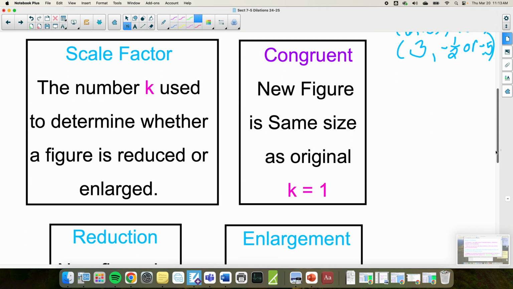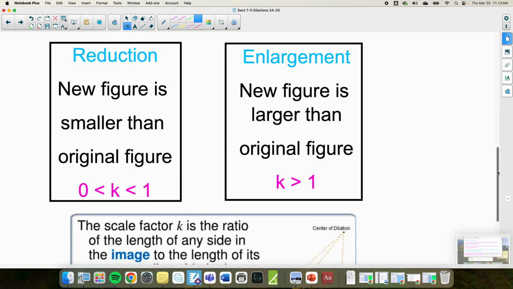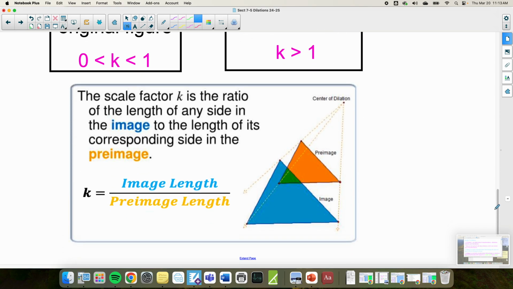This I kind of already talked about. Congruent, your K would be 1. Reduction, K would be between 0 and 1. And enlargement, K would be bigger than 1. And then this down here, you really don't have to worry about.